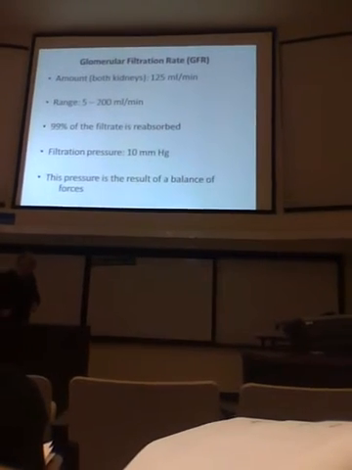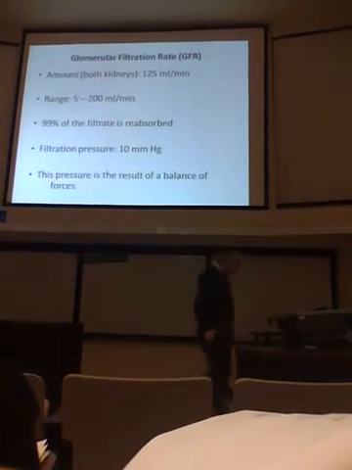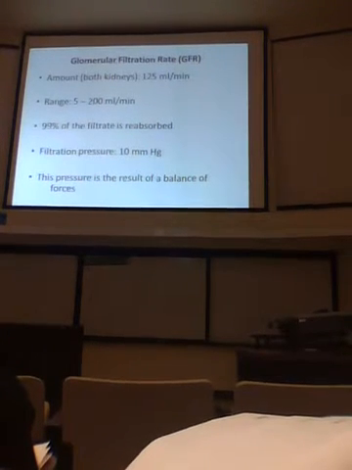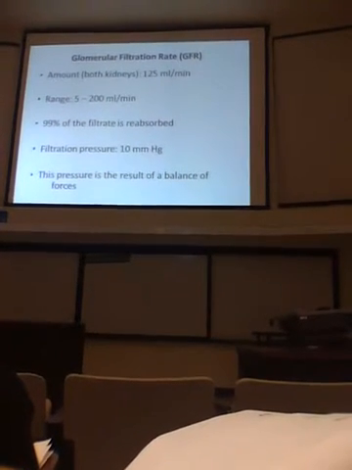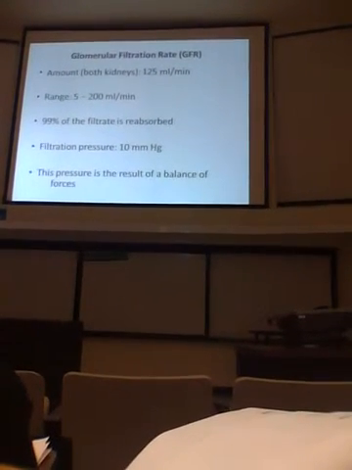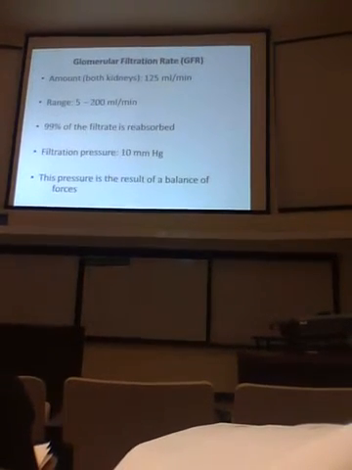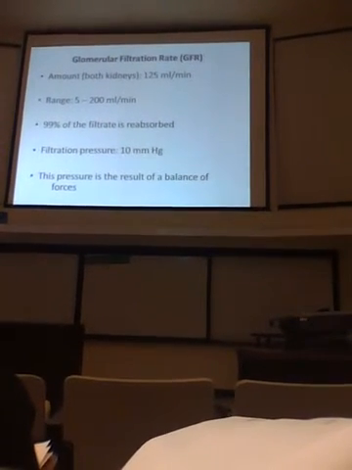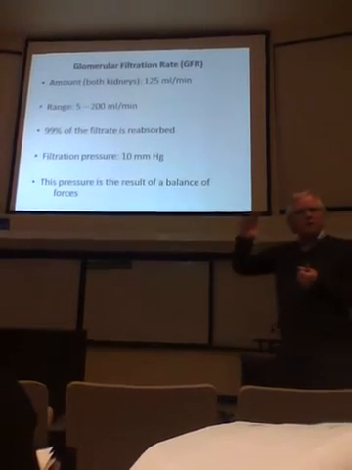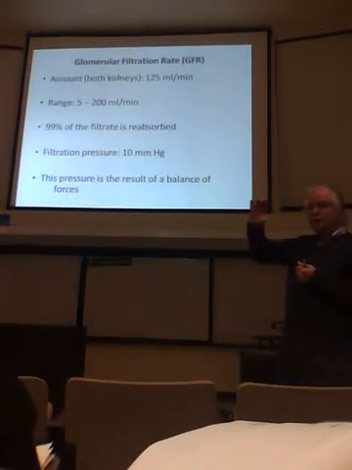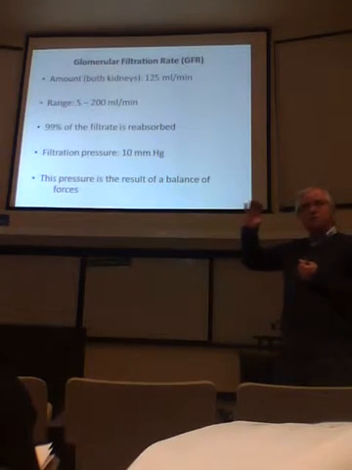Well, the amount that's filtered by the kidney in each minute is incredible. 125 mils per minute is filtered by both kidneys. So what's that? A cup is about, what, 100 mils or 150 mils? About a cup of filtrate.